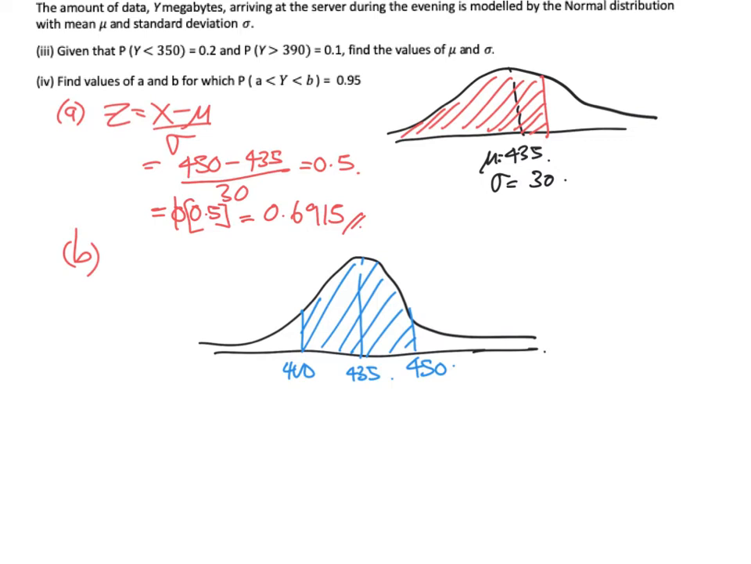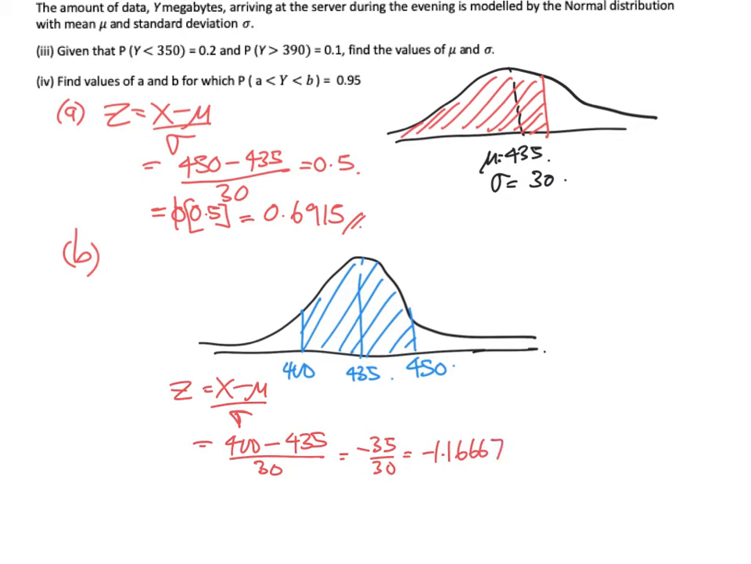First thing first, let's find the z score. Z equals x minus mu over standard deviation. Let's find it for 400. Since 400 is on the left, our z score is going to be negative. So 400 minus mu, which is 435, divided by 30, is negative 35 over 30, and the answer is negative 1.1666 recurring. I'll just round it to negative 1.1667.